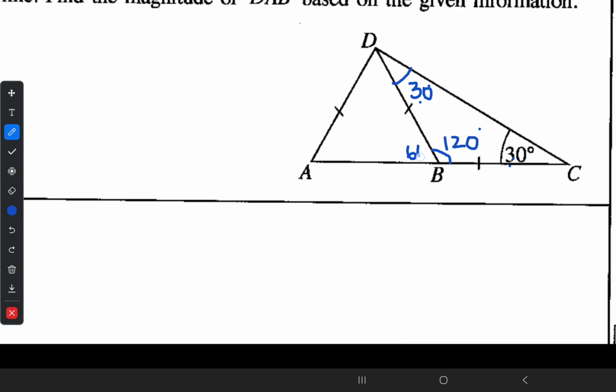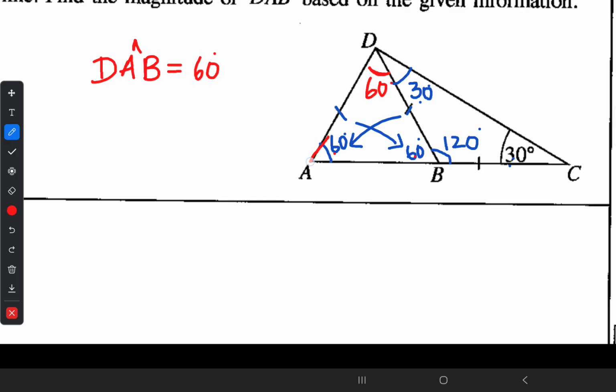This is 60. If this is 60, look at this. This is another isosceles triangle. So angles opposite to the equal sides are also equal. If this is 60, this also would be 60. Interior angle sum in a triangle would be 180. So already these two angles are 60 and 60, so this one also would be another 60. The question is to find the magnitude of DAB. DAB is equal to 60 degrees.